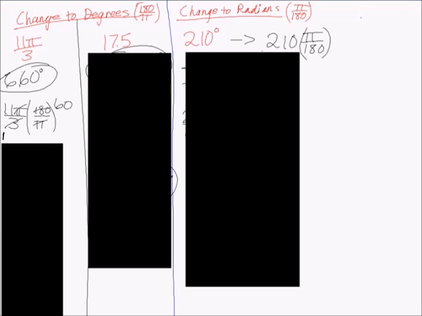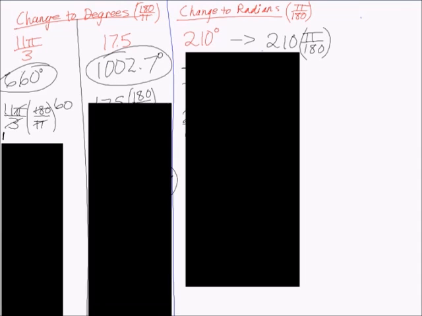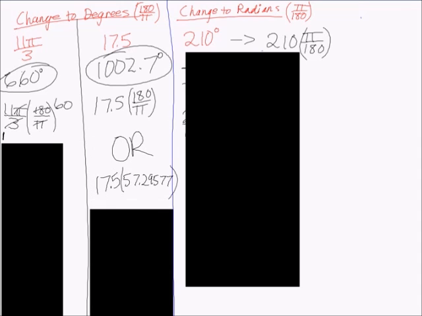If I have 17.5 radians, again, you're going to take and multiply this by 180 divided by pi, and you're going to get 1002.7 degrees. So that's what we do right here. It's going to be 17.5 times 180 divided by pi. Or you can take that decimal, 57.29577, and do 17.5 times that and get 1002.7 degrees.